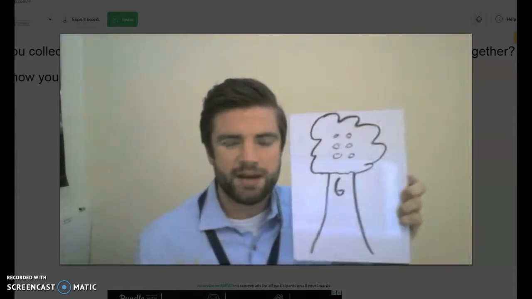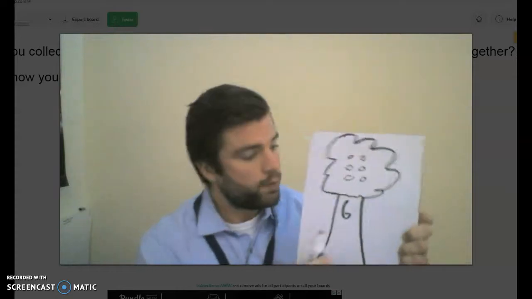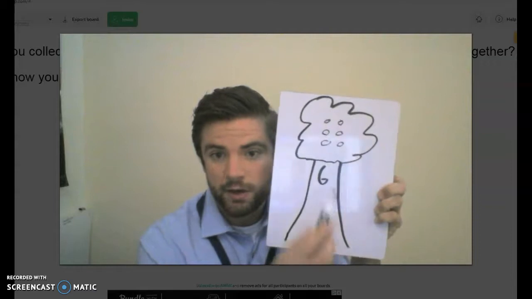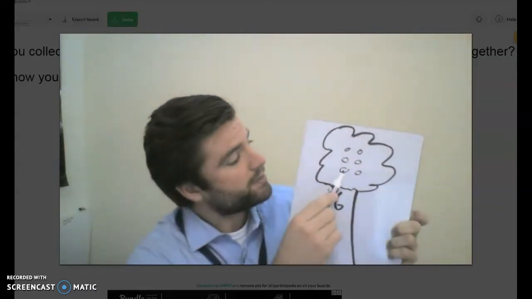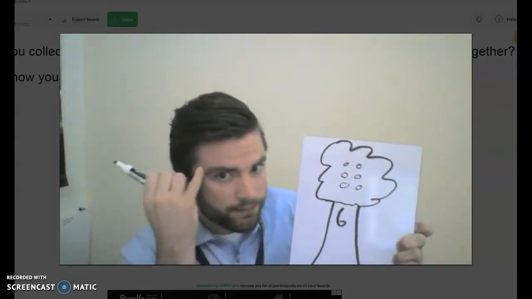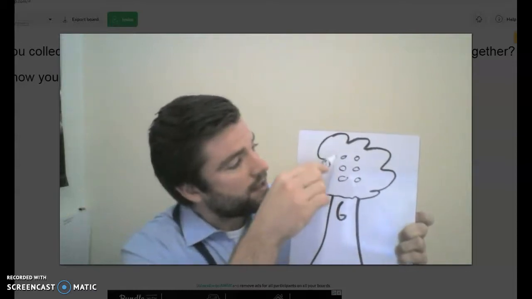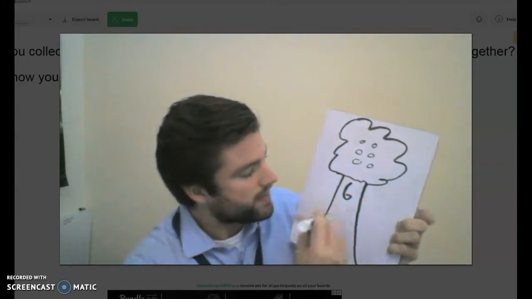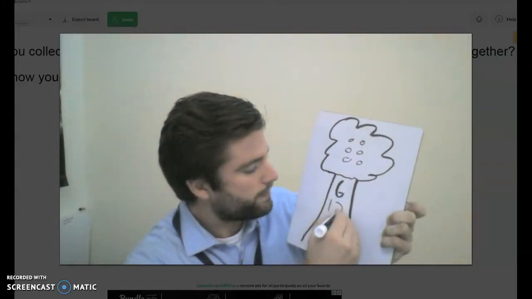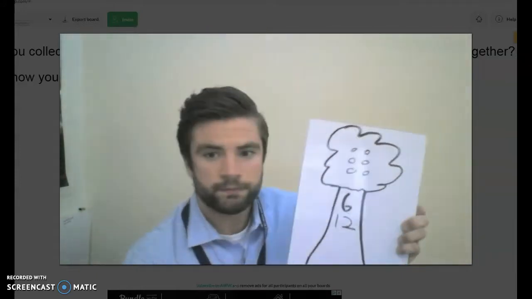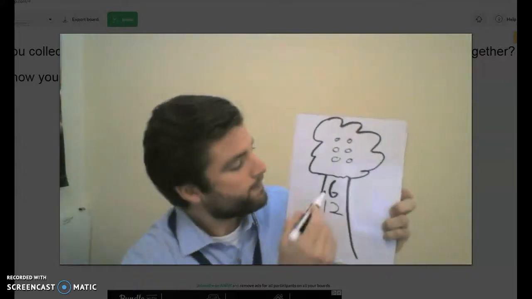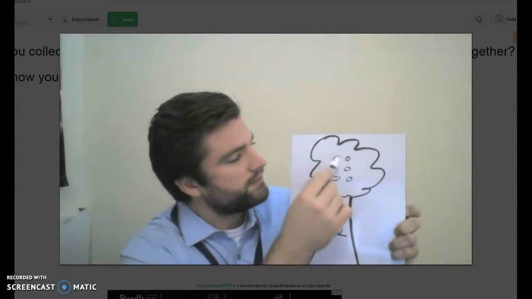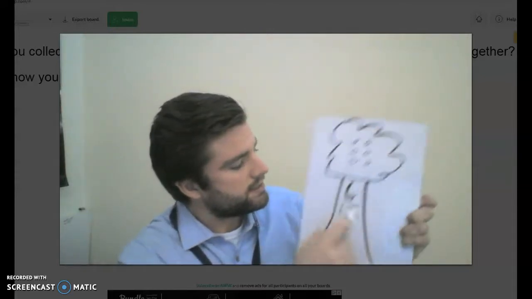So, here's how we can skip count by 6s. We put the 6 in our head, and then to figure out what number comes next, we just count the apples. So 6 is in our brain: 7, 8, 9, 10, 11, 12. Guess what? Our next number is 12. Let's do it again. 12 is in our head: 13, 14, 15, 16, 17, 18.